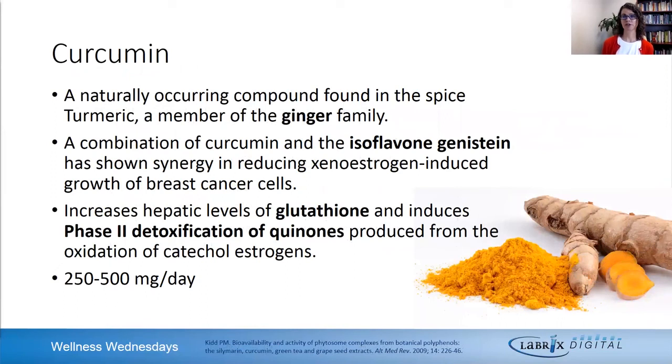Curcumin is a naturally occurring compound found in the spice turmeric, and it's a member of the ginger family. A combination of curcumin and the isoflavone genistein from soy has been shown to have synergy in reducing xenoestrogen-induced growth of breast cancer cells. So, breast cancer cells that are being induced by those artificial estrogens in the environment. Curcumin has also been shown to increase hepatic levels of the very potent antioxidant glutathione, and it induces phase 2 detoxification of quinones.